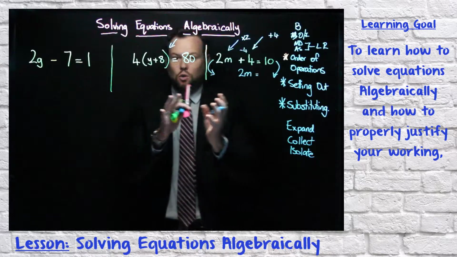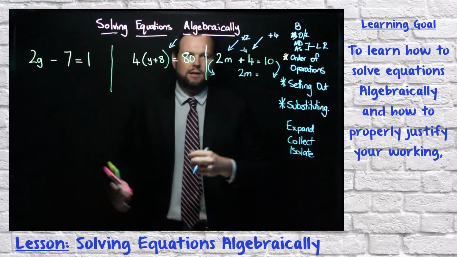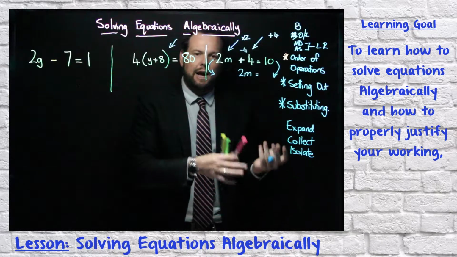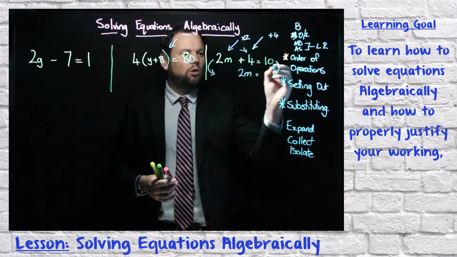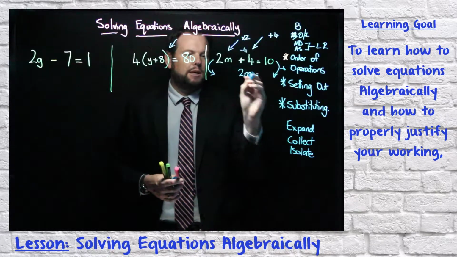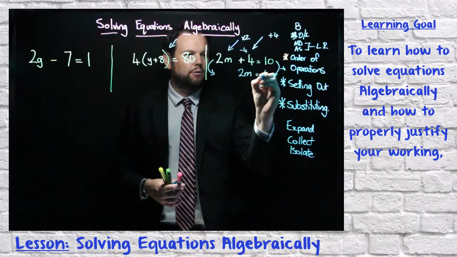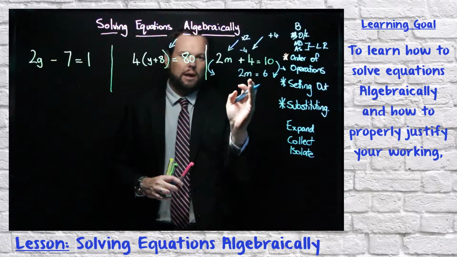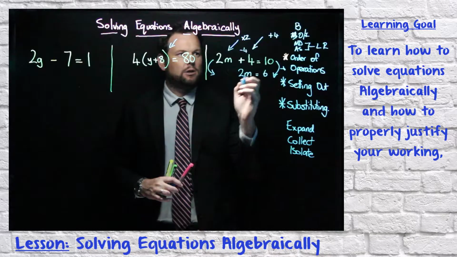But whatever I do to one side, and we've talked about the sides of an equation, the left-hand side and the right-hand side, whatever I do to one side, I need to do it to the other side in order to balance my equation. So that means I need to also take 4 from this side here. Okay, and when I do 10 take 4, I'm left with 6, okay? And now I have 2m equals 6, all right?